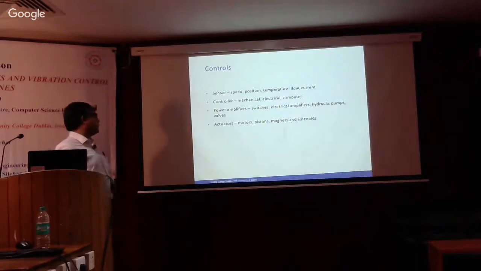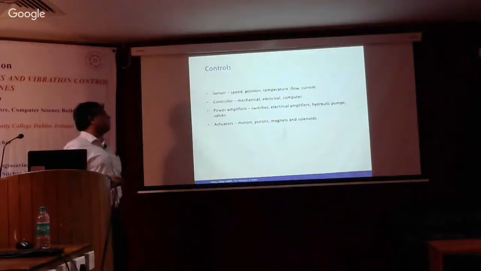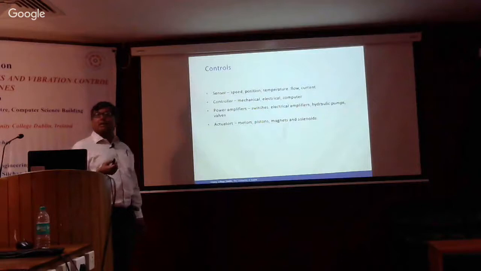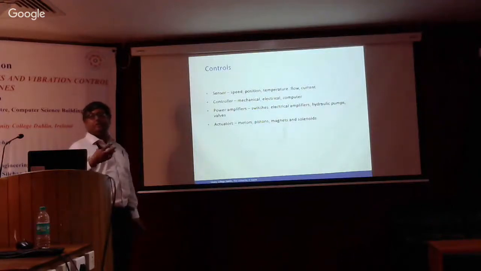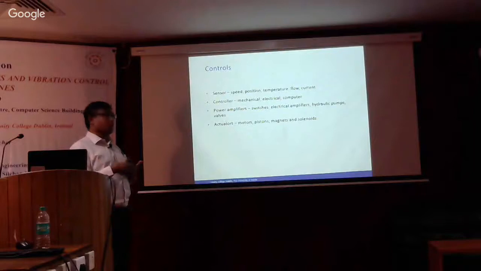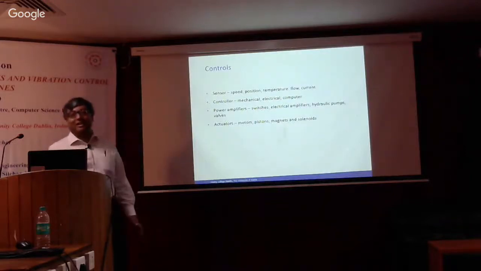And finally, the controls are very important. I don't have to say, we've been talking about this all along. So you have sensors to measure the speed, position, temperature, flow, current, all those things. And controllers could be either mechanical or electrical. Mechanical controllers like the viscous dampers are there to control the yaw damping. There are also other sorts of dampers to control the damping in case of actuation with the pitch as well. And then there are power amplifiers, switches, hydraulic pumps, valves, actuators, motors, pistons, magnets, and solenoids. Pretty much everything you can think of is there inside the nacelle.